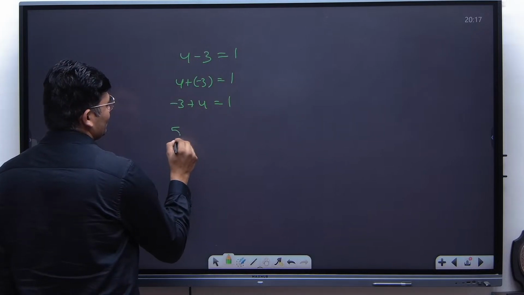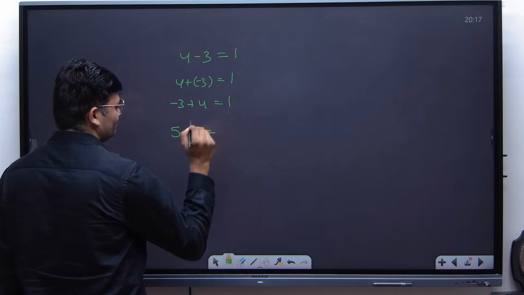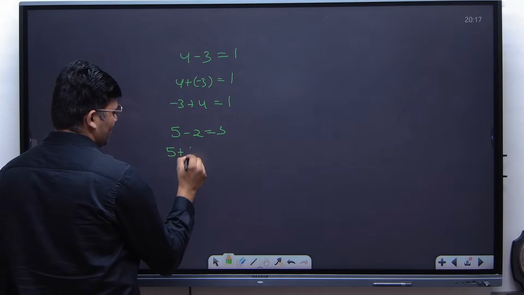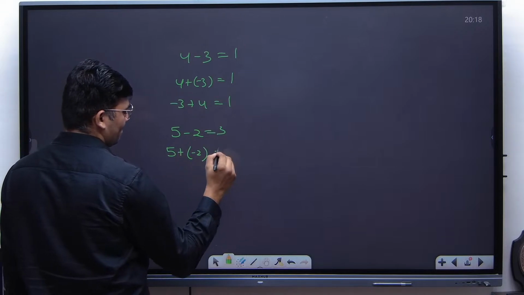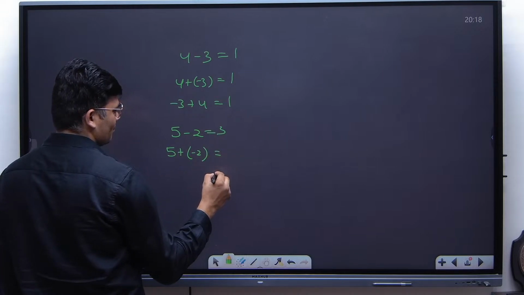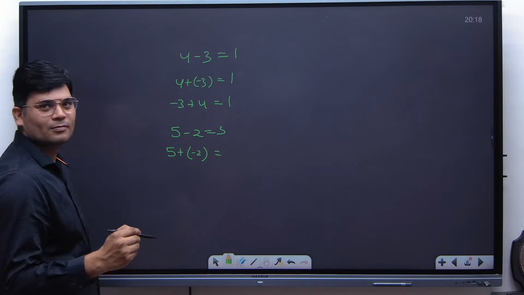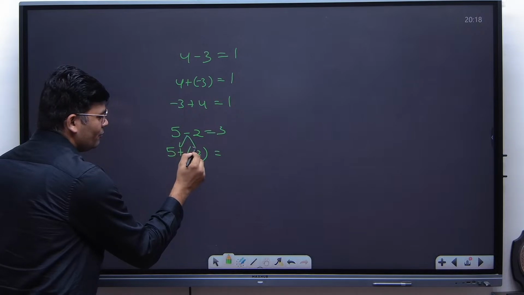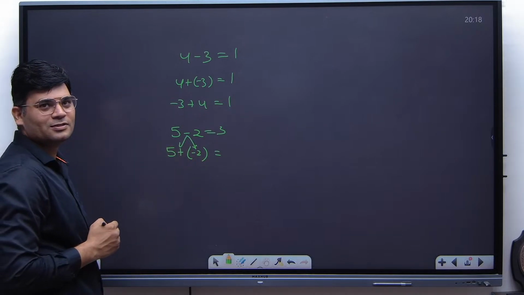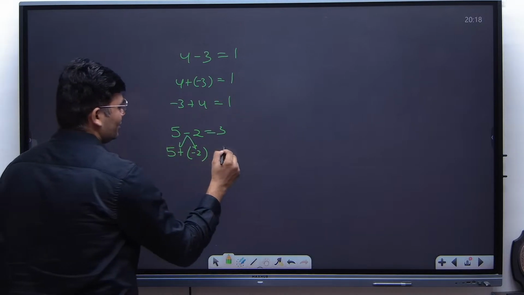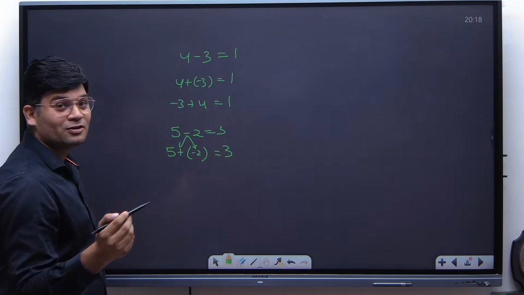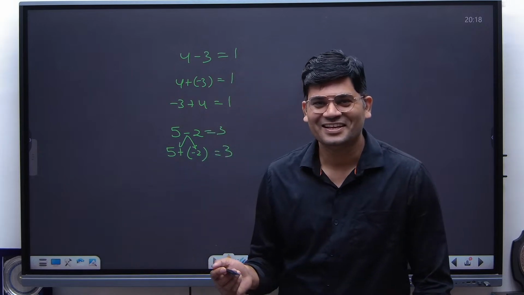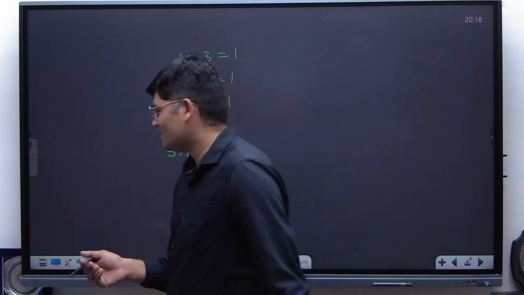Tell me, what is 5 minus 2? 3. What is 5 plus minus 2? Subtraction is nothing but addition of additive inverse. Yes, 3.